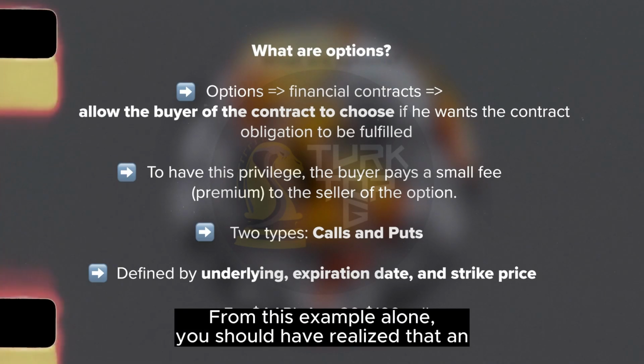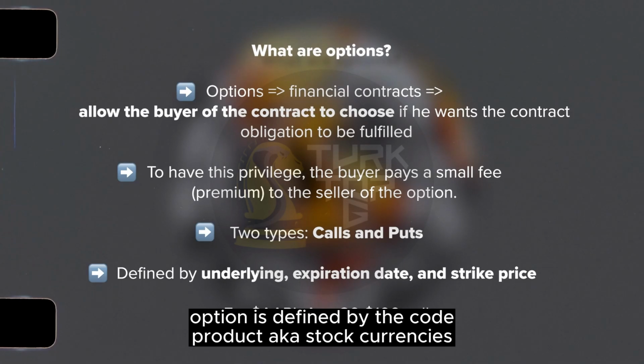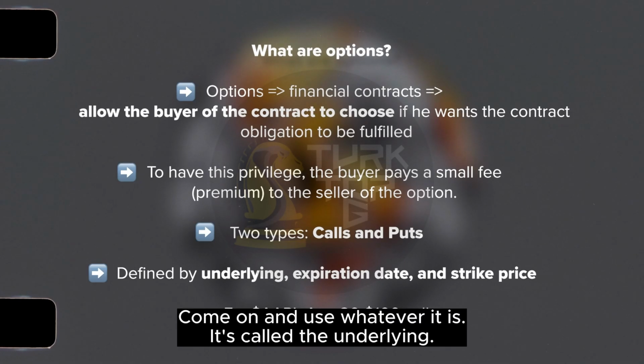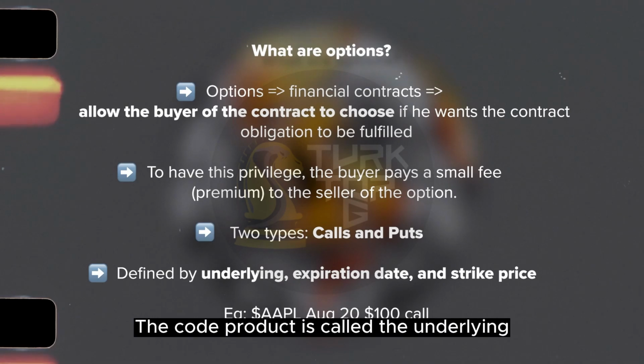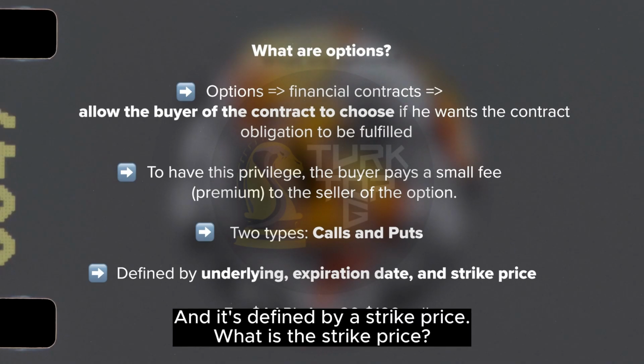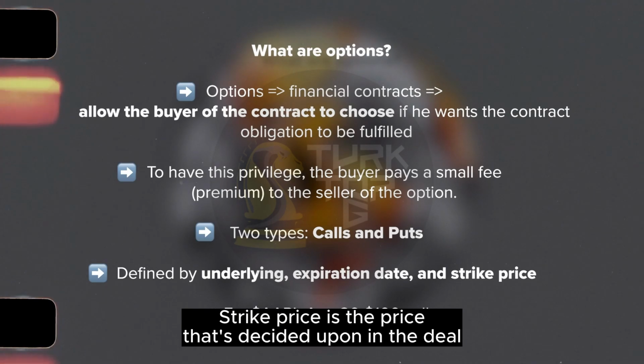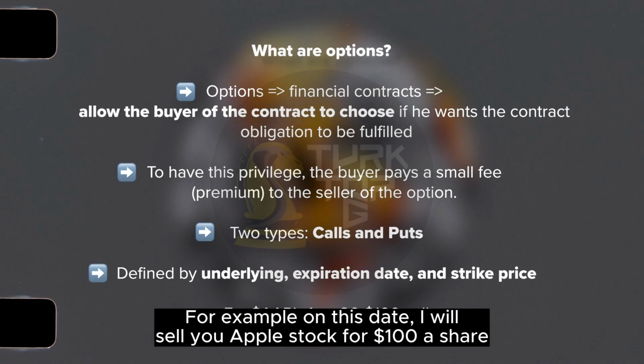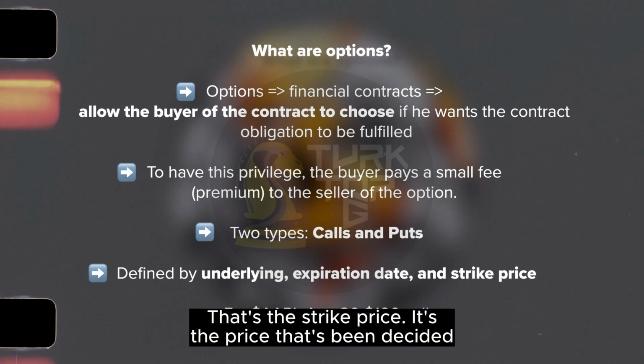From this example alone, you should have realized that an option is defined by the core product, aka stock, currencies, commodities, whatever it is. That core product is called the underlying. It's defined by a date because you have to do the deal on a certain date. And it's defined by a strike price. What is the strike price? Strike price is the price that's decided upon in the deal. For example, on this date, I will sell you Apple stock for $100 a share. That's the strike price. It's the price that's been decided on in the contract.